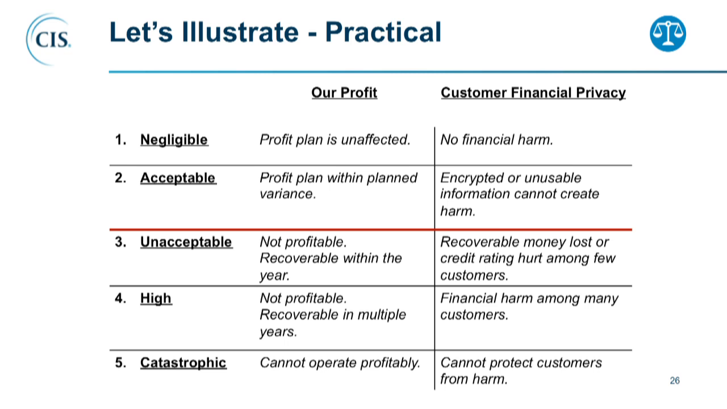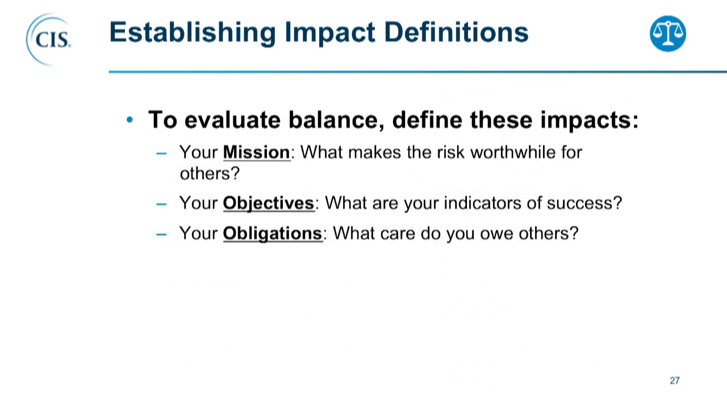But we use that same idea for customer financial privacy. We're going to say what's unacceptable to them, what crosses the line. If there's recoverable money lost on behalf of the customers, or their credit rating is hurt among a few customers, that's not acceptable. We can't accept a risk that creates that kind of issue. And then they've got a high and a catastrophic as well. But what's happening here is we've got parity, right? We've got a way to talk about acceptability to us and them. We've got a way to talk about unacceptability to us and them. So that if we select an impact value, we're saying, we think my bad is as bad as your bad, right?